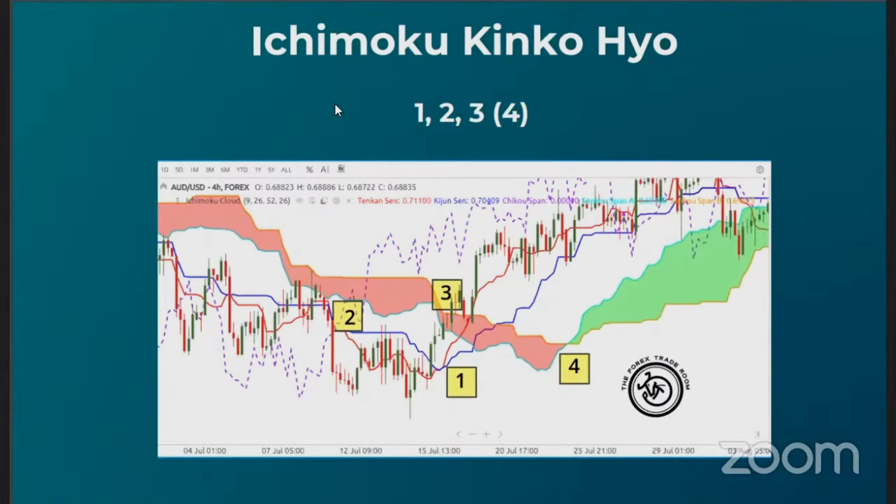Good morning. I was wondering if you can elaborate a little bit more on the broken purple line. You said it was 26 something and lagging. Yeah, it's a lagging indicator, so it gives you a historical reference point on where price was 26 candles in the past, right?